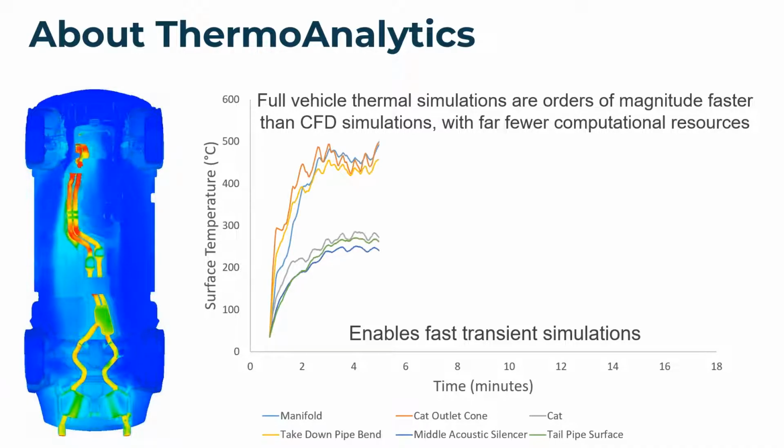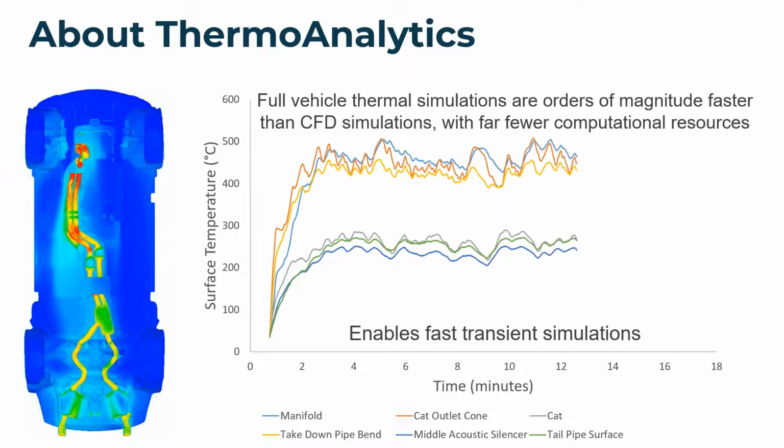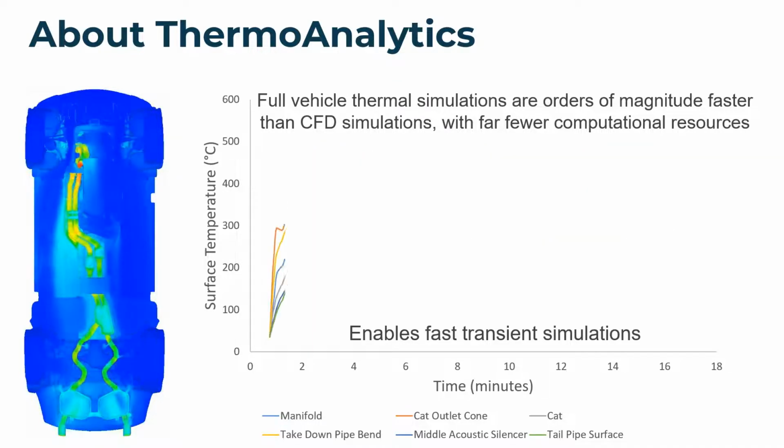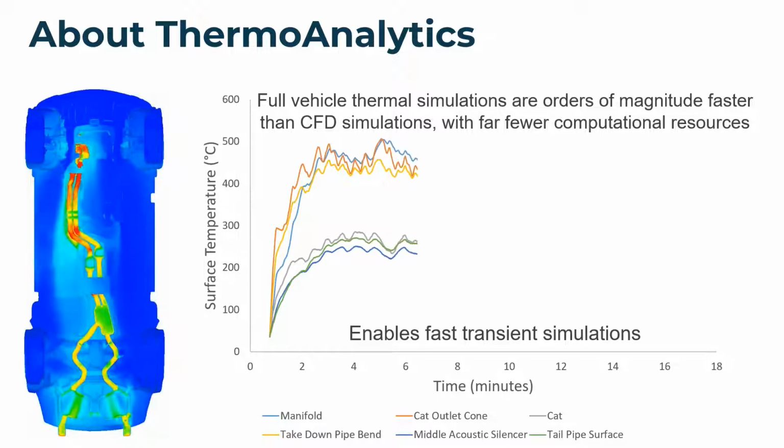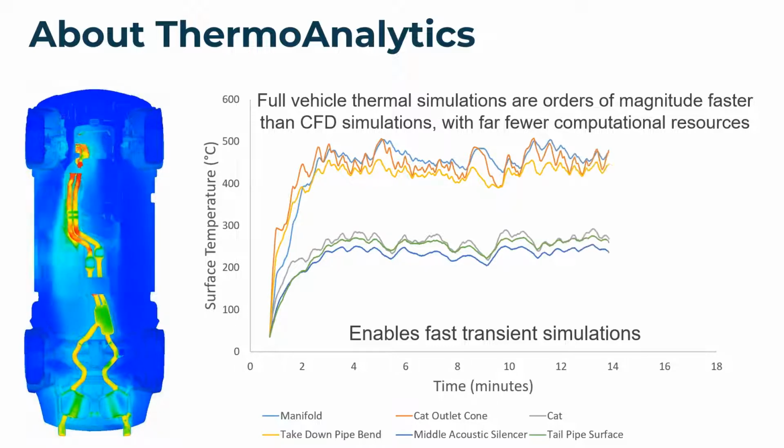Here's a typical example where we're simulating the full 3D geometry of a vehicle. We're simulating this transiently. You see that we're simulating here 10 to 20 minutes, and the temperatures are fluctuating over time. We can simulate this easily without a lot of computational resources.